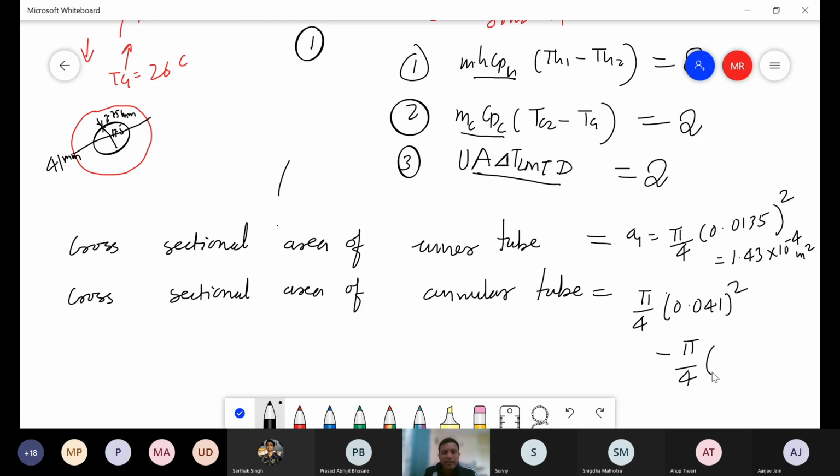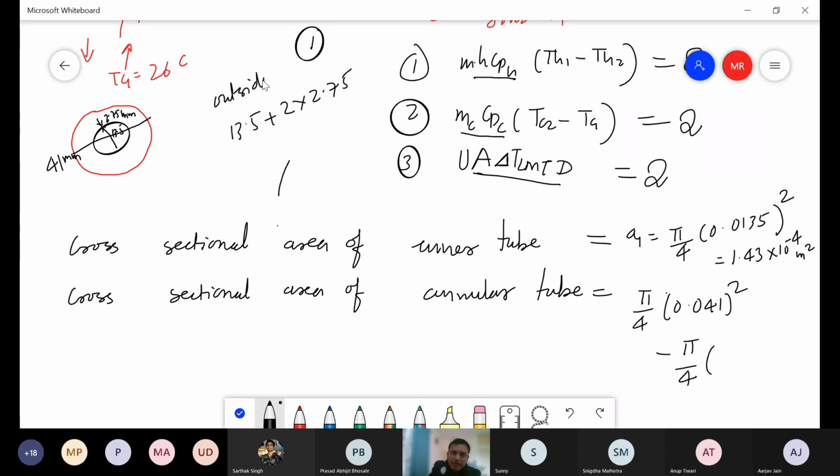Remember, inner diameter is 13.5. What will be the outer diameter? 13.5 plus 2 into 2.75. Do you all agree? That will be the outside diameter of the inner pipe.